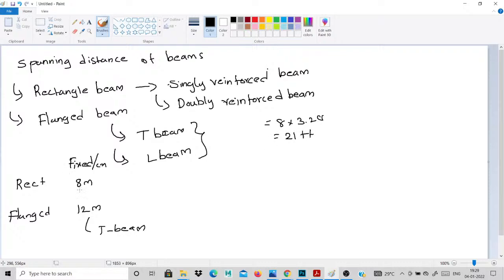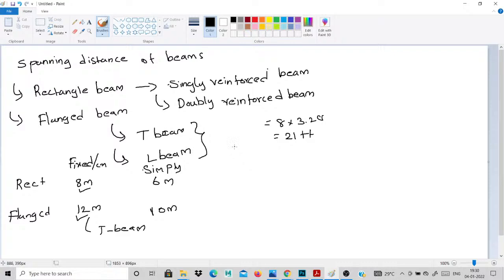You will go for a singly reinforced rectangular section there, but for 36 feet you go for a fixed continuous beam of 12 meters. It is a main advantage of the T beam. The next condition is simply supported. You design as simply supported: rectangular as 6 meters, then flanged T beam as 10 meters.